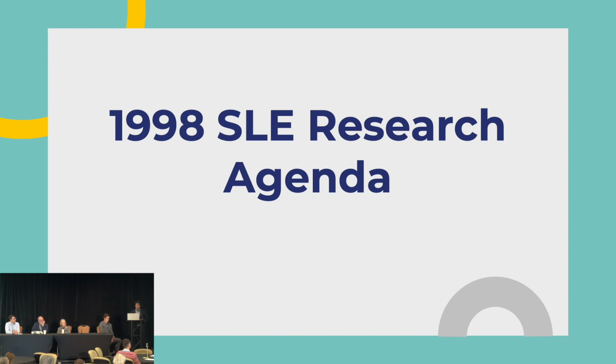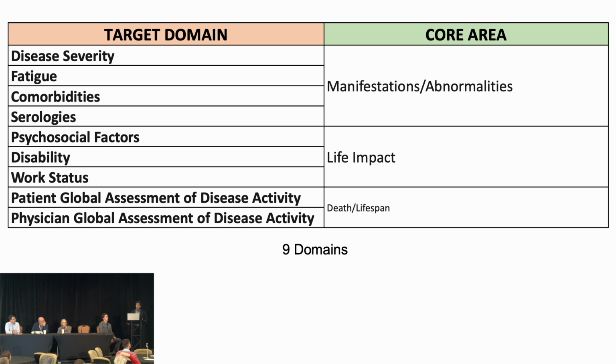Now if we look at the 1998 research agenda, there were another 9 domains that were also considered. These include disease severity, fatigue, comorbidities, psychosocial factors, disability, work status, patient global assessment of disease activity, physician global assessment of disease activity, and serologies.